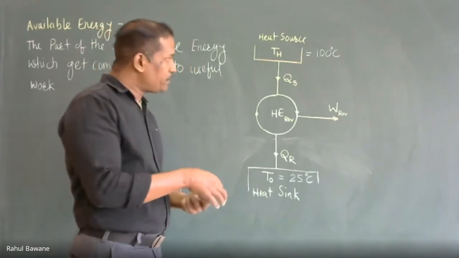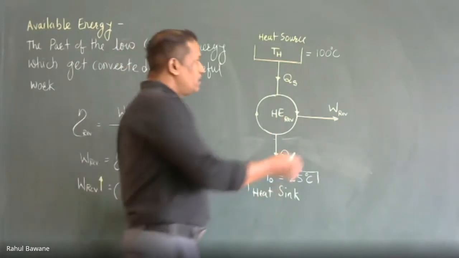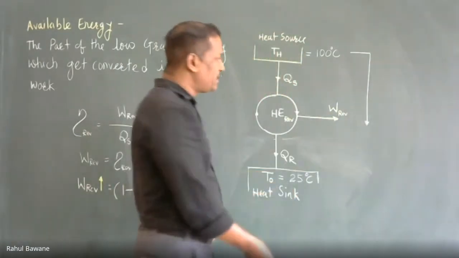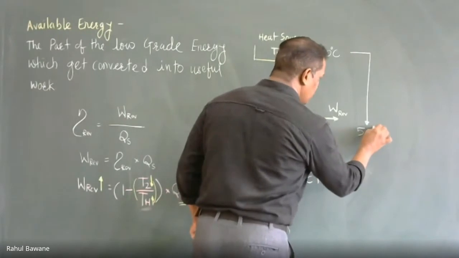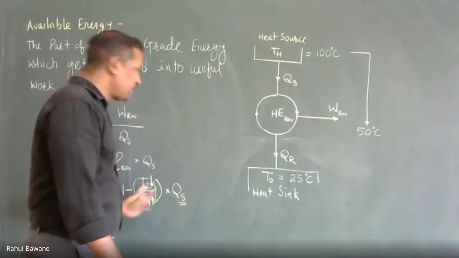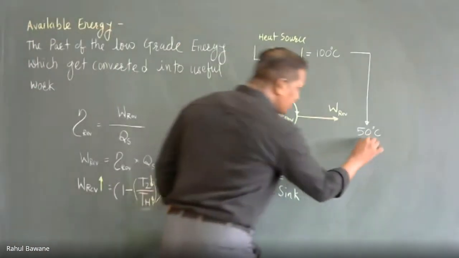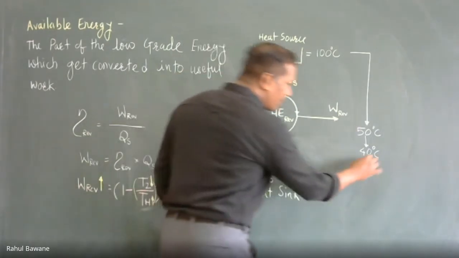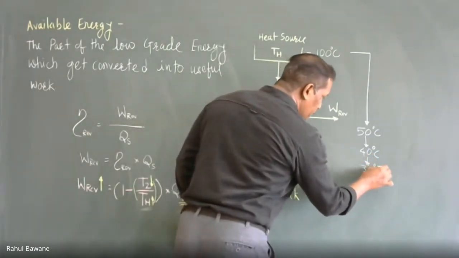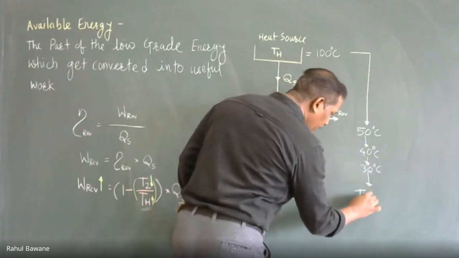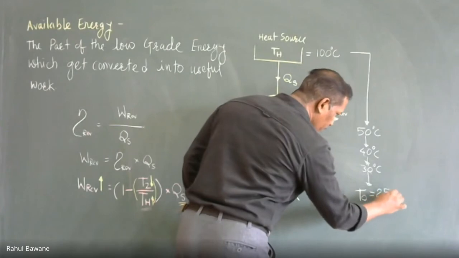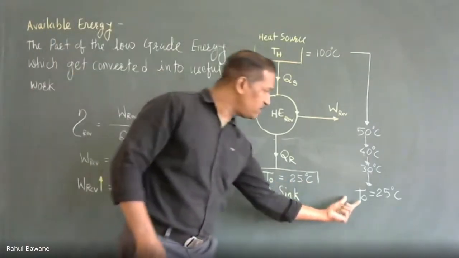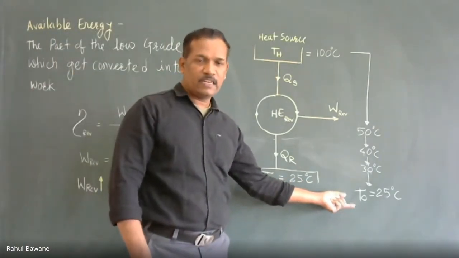So it is possible that I run this engine between 100 degrees centigrade and any intermediate temperature, suppose 50 degrees centigrade. Then my work conversion will be less. If I decrease this 50 to, suppose, 40 degrees centigrade, my work output will increase. Then at 30 degrees centigrade, again it will increase. But when I reach my atmospheric temperature, then the maximum possible conversion takes place.